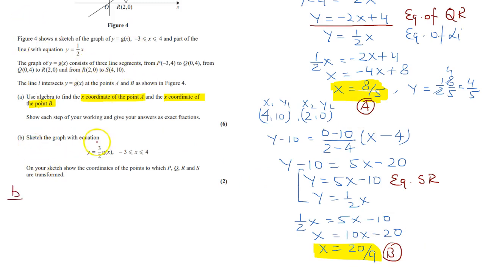Now sketch the graph with equation y is equal to 3 over 2 g(x). Let's say the points of g(x). We have point P, then we have Q, R, S. The coordinate of P is minus 3, 4. Q is 0, 4. R is 2, 0. And S is 4, 10.